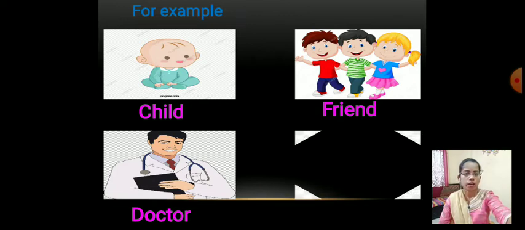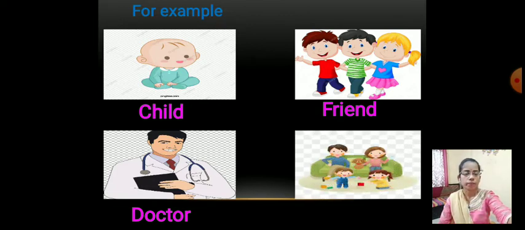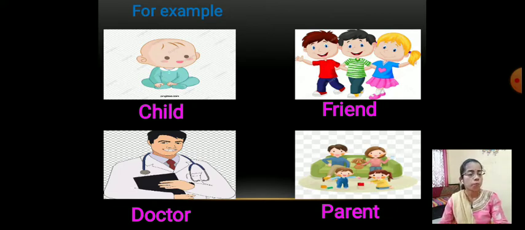Now next one, parent. One more example of common gender is parent. Parent means mother and father, both are included in the noun parent. So parent is the common gender.